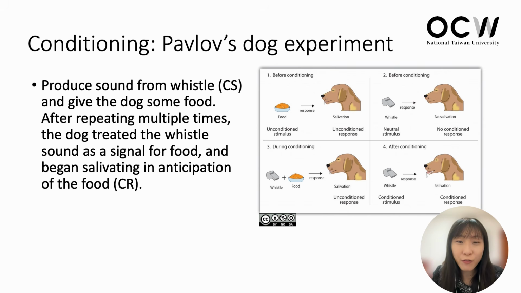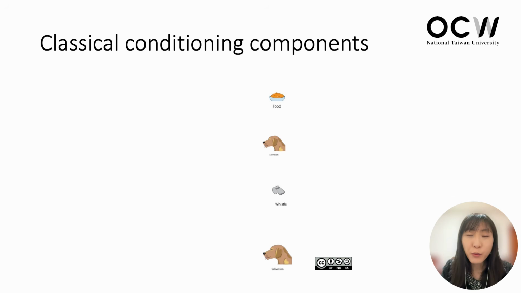Here is Pavlov's study. So they rang a bell, or in this picture, blew a whistle, which is a conditioned stimulus, and gave the dog some food. Then after repeating this several times, when the dog hears the whistle, it will salivate in expectation of the food to come. Let's walk through the different components in classical conditioning.